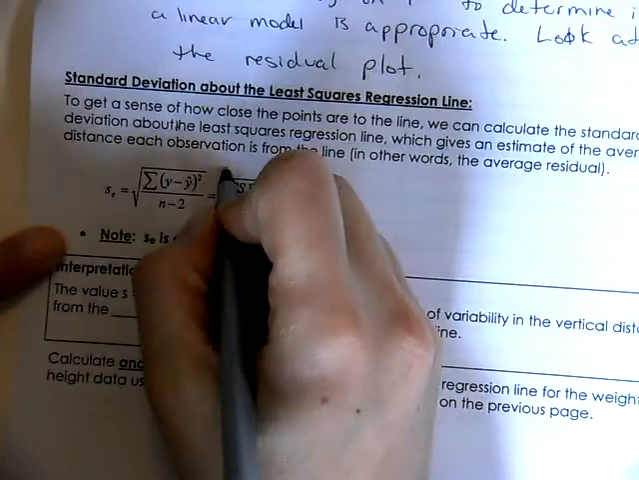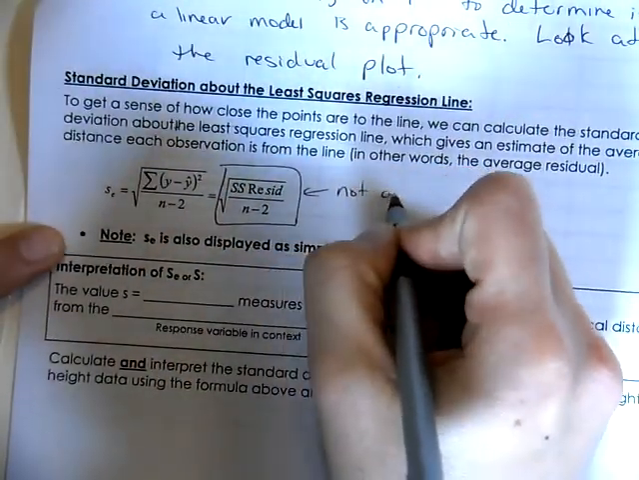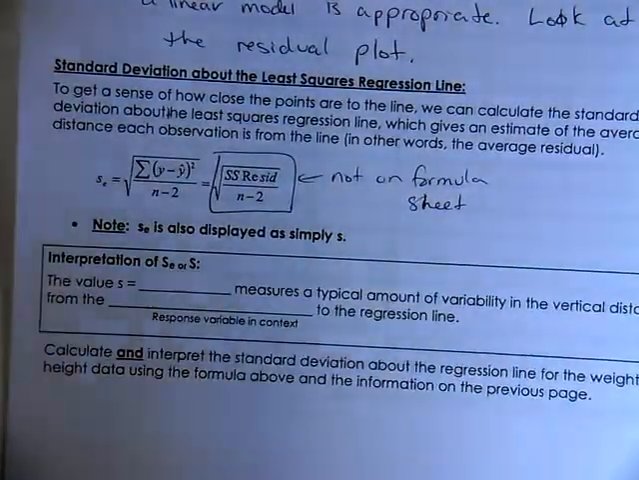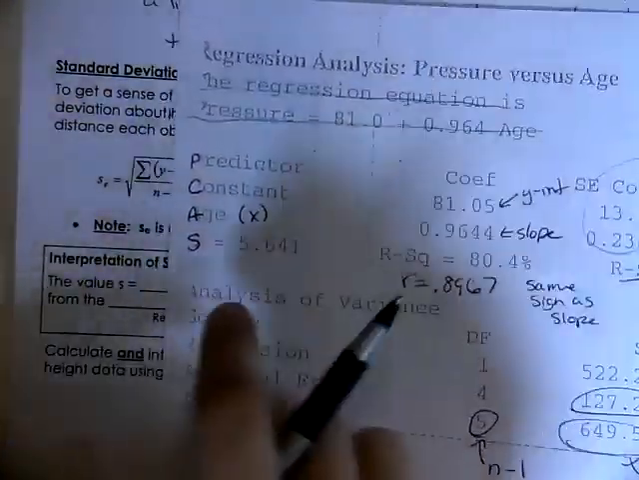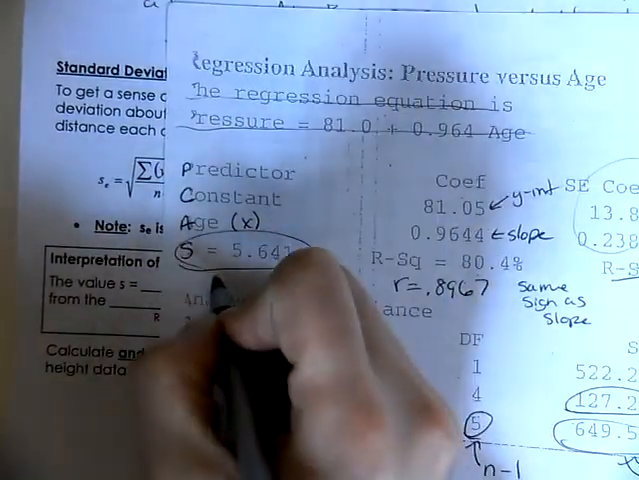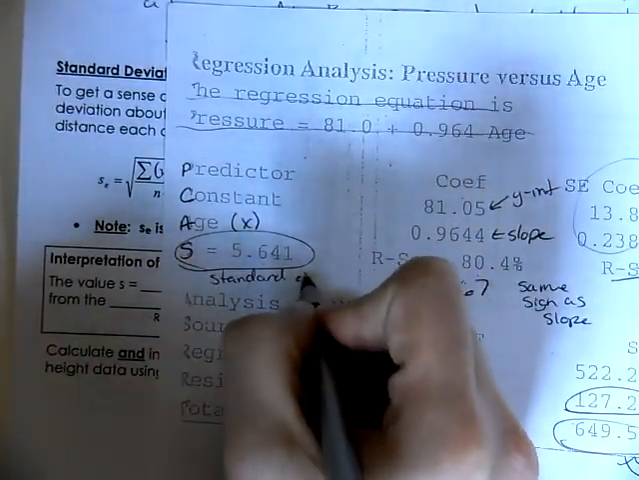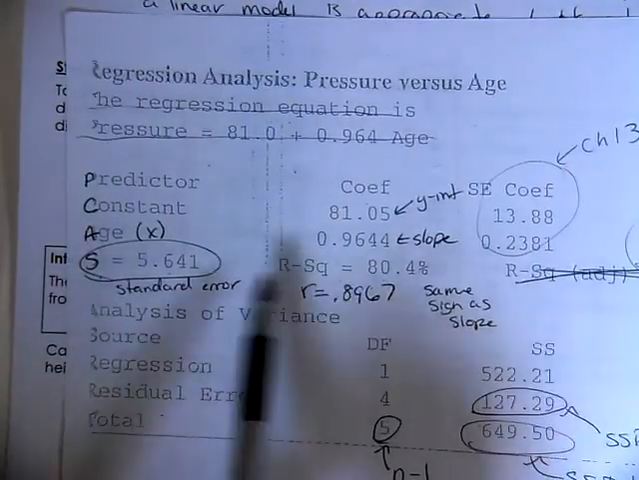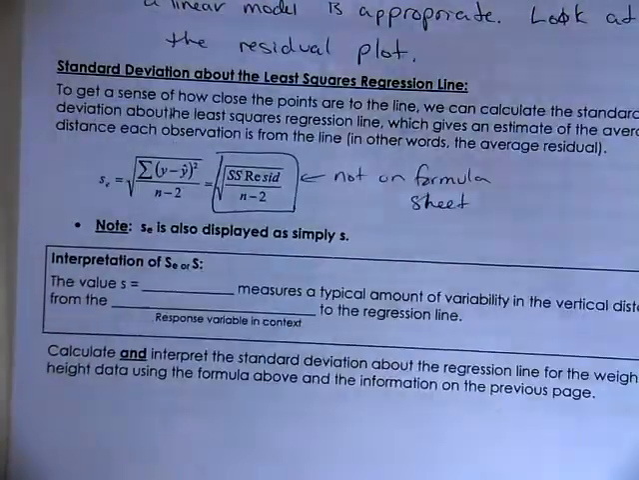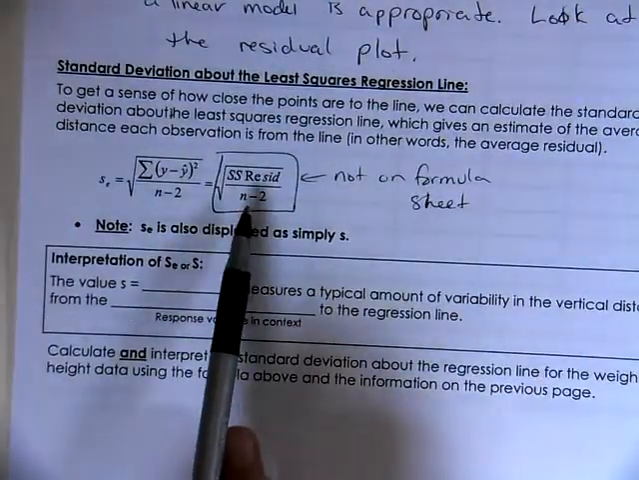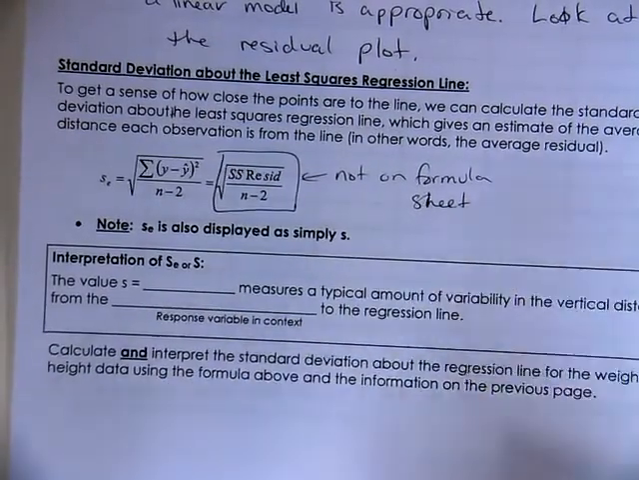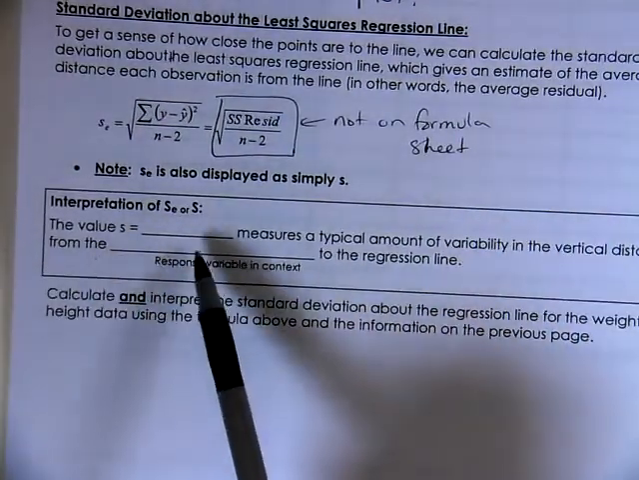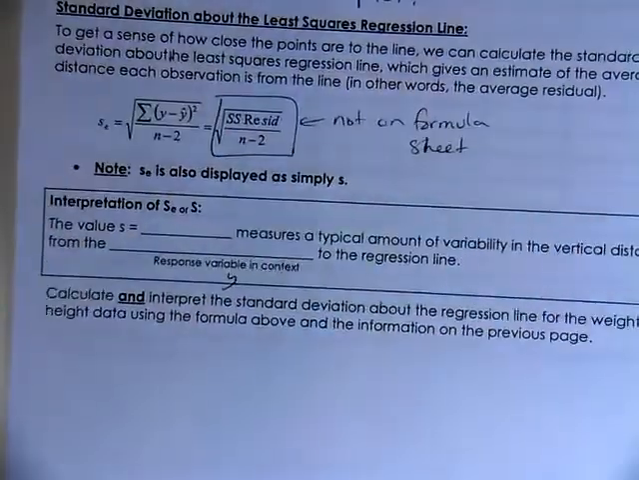So again, here's the formula. And it's not on the formula sheet. It is, however, sometimes on the Minitab output. So if you go to your 5.2 notes, this S here is your standard error, which is what we call standard deviation. So this is the one you're looking for. It's right underneath that. So we looked at R squared and we looked at S. They're right next to each other on the Minitab output. Or you can use SS residual over n minus 2, square rooted. So here's your interpretation. The value of S measures a typical amount of variability in the vertical distances from the Y value to the least squares regression line.